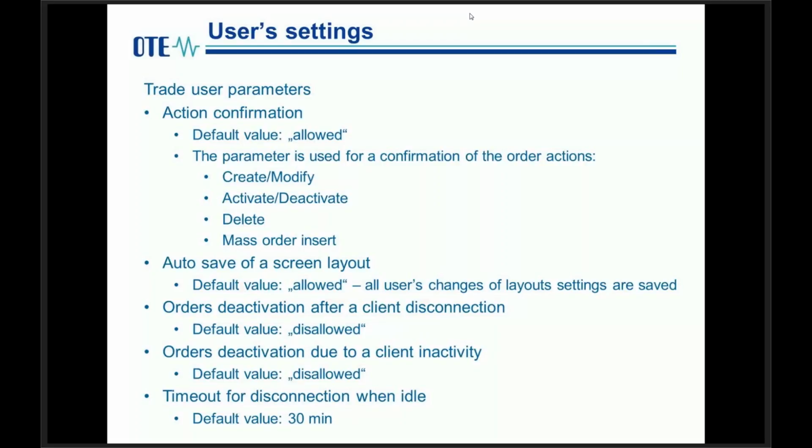It was 2 parameters which are activated by default, and another 3 parameters are deactivated by default, and they are closely interconnected. It is toggle switches, saying whether the market participant wants the orders to be deactivated after the client is disconnected, or after there is some inactivity on the client's appliance or device. Or then you can also set a timeout limit for the disconnection when the system is idle. The timeout is by default set for 30 minutes.